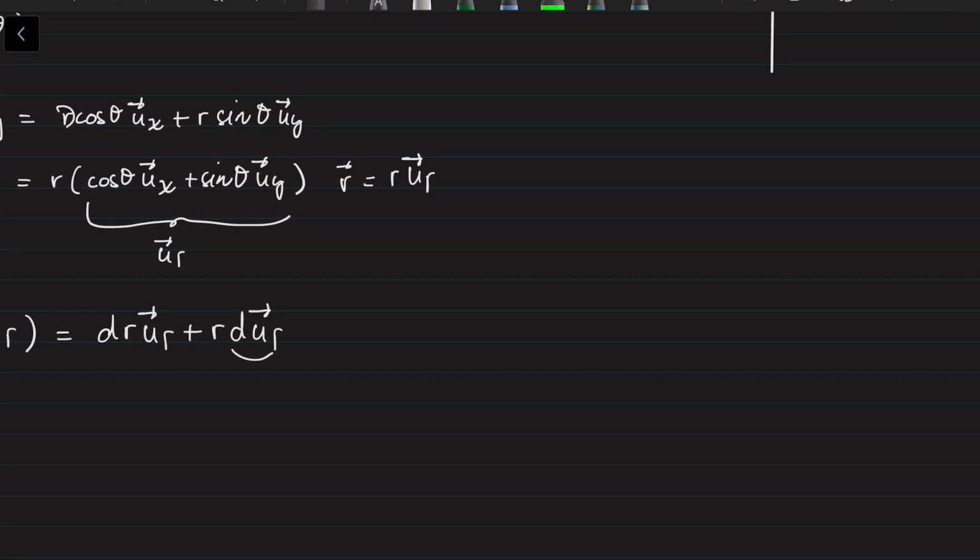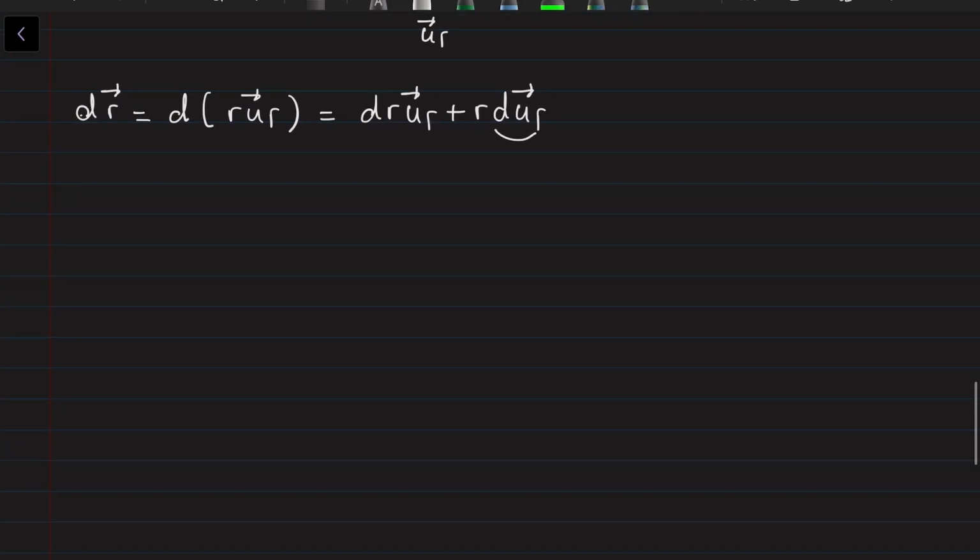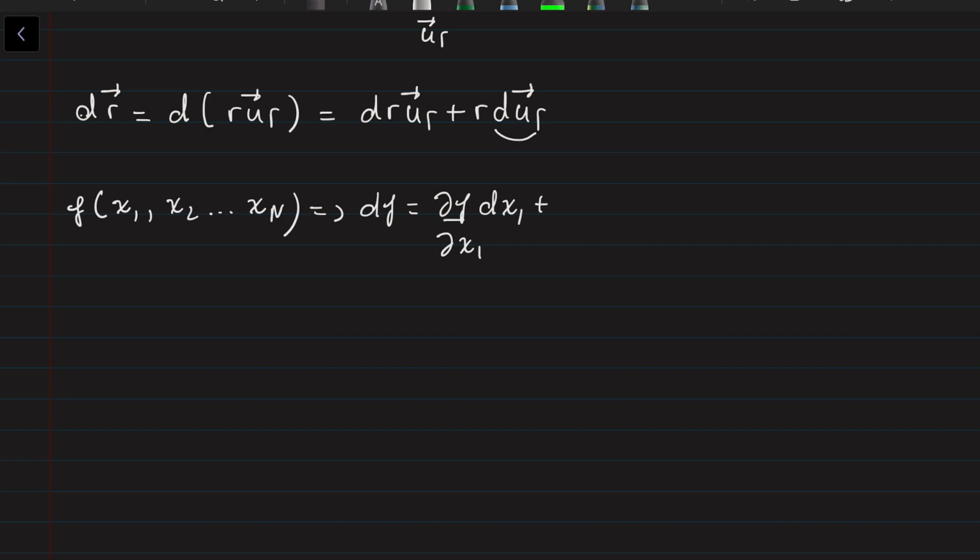So maybe now would be a good time to quickly review multivariable calculus. If we have a function f of n variables, so x_1, x_2, all the way up to x_n, then the differential of this function, df, is partial f by partial x_1, dx_1, plus partial f by partial x_2, dx_2, all the way up to x_n.